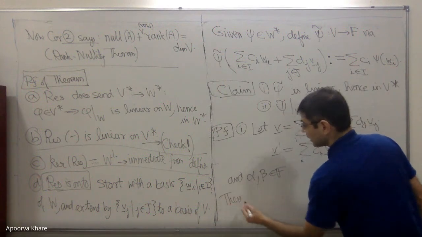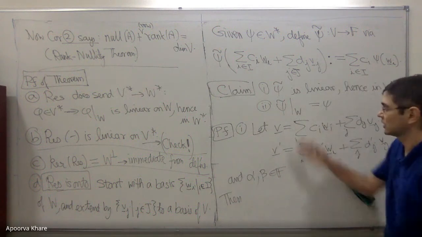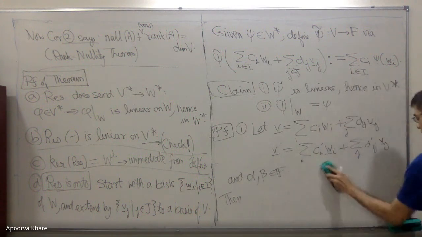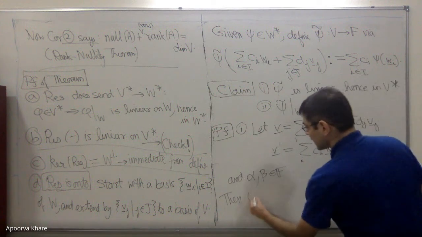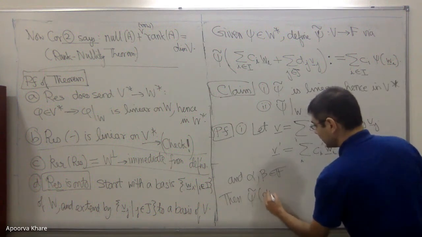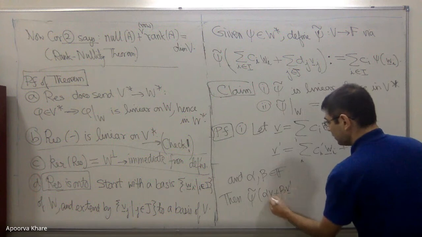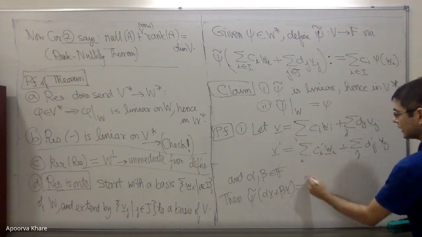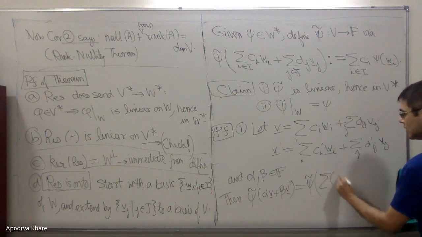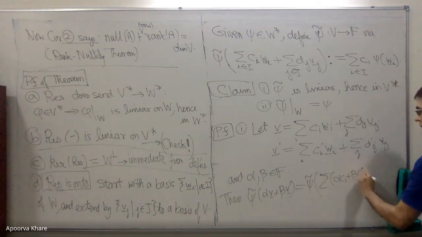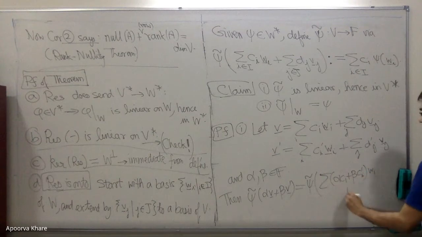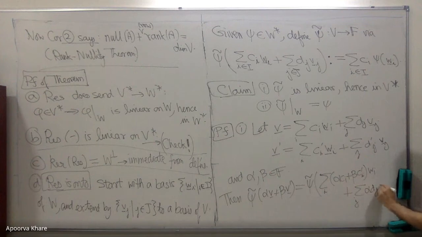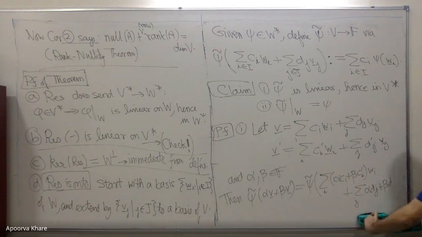Then, if you really write things down in definition, this is obvious. Both of these are obvious. I'm showing you how to formally write down proofs. So then you say psi tilde of alpha v plus beta v prime. What is alpha v plus beta v prime? You have to regroup all of these things. It is psi tilde of summation alpha c_i plus beta c prime i w_i plus summation alpha d_j plus beta d prime j v_j.